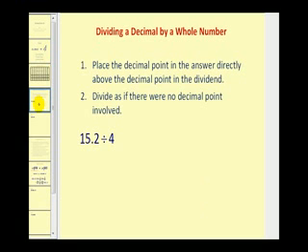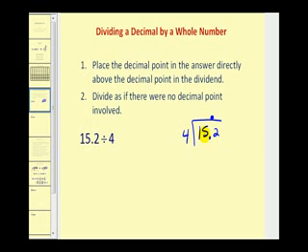So the procedure for dividing by a whole number is to place the decimal point in the answer directly above the decimal point in the dividend and then divide as we normally would. So we'll go ahead and rewrite this in long division form, and because this is a whole number, we'll move this decimal point straight up into our quotient, or our answer, and now we'll divide as we normally would.